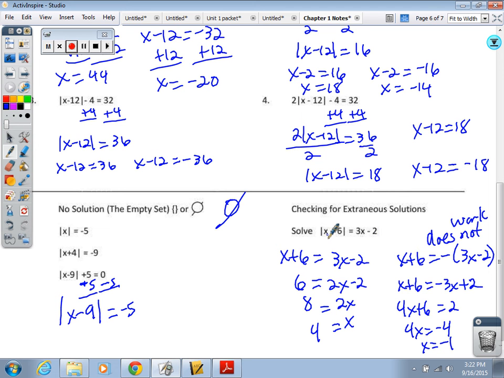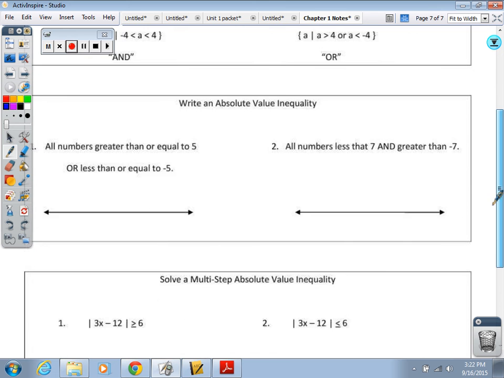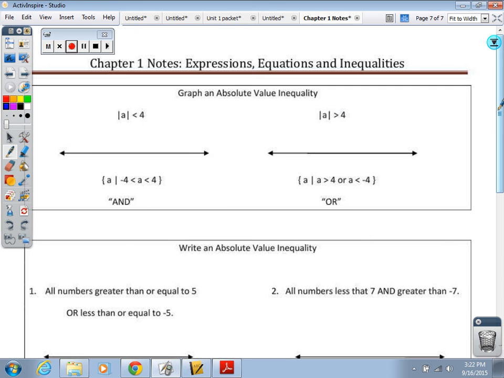Here, when I replace it, I get 10 equals, that's 12. I got 10. So 10 equals 10 works. Okay, so let's go on to inequalities, and we'll go to the next one. And so now you want to be able to graph an absolute value inequality, write one, and then solve one. Okay, so pretty good. So let's go ahead.